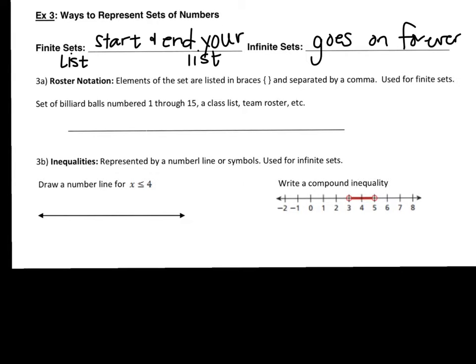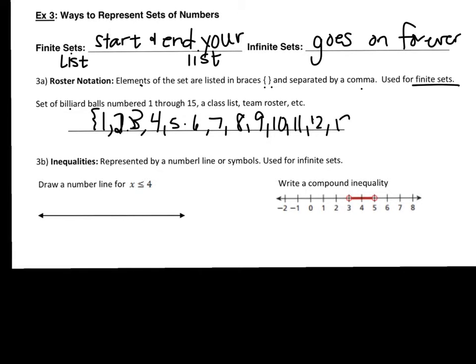The first way we represent sets is with roster notation, and you're probably pretty familiar with this already. You just list the elements inside braces and separate them by a comma, like a class list or the alphabet. It's a finite set. You can count how many things are in it. If we were to represent billiard balls, we'd put our bracket, put 1, 2, 3, 4, 5, all the way up. I can write faster than my pen can keep up with me. And then we make sure to close the bracket at the end so people know we're done writing our list.